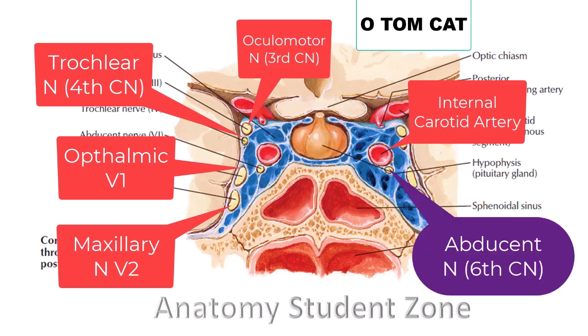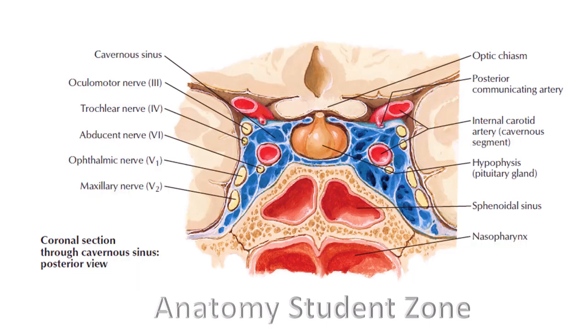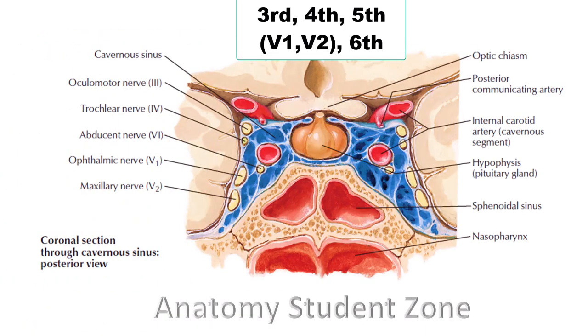A is for abducent nerve, that is your sixth cranial nerve, and T is for trochlear nerve, that is your fourth cranial nerve. So in simple words, if you don't want to remember this mnemonic, I can say except first and second cranial nerve, third, fourth, fifth, and sixth, these are part of this cavernous sinus. But all three divisions of five are not part of this sinus. Just V1 and V2, that is ophthalmic and maxillary division, are part of this sinus.